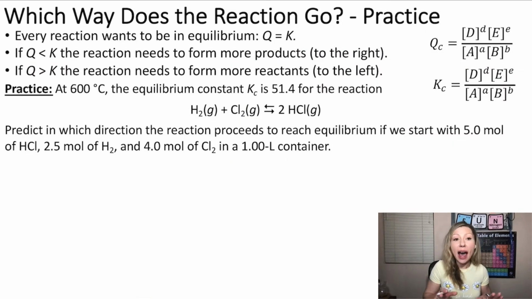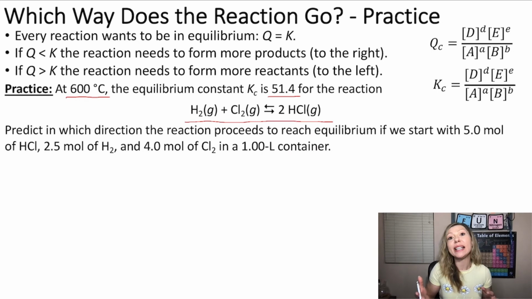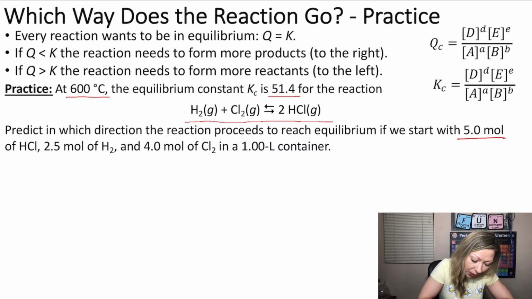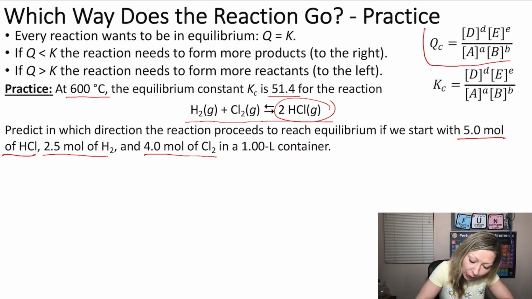Let's do a practice question. So here we have, at 600 degrees Celsius, an equilibrium constant of 51.4 for the following reaction. Now we have to predict the direction of the reaction if we start with 5 moles of HCl, which is our product, 2.5 moles of H2 gas, and 4 moles of Cl2 gas in a 1-liter container. Well, it's pretty convenient to have a 1-liter container because 5 moles is going to translate into 5 moles per liter right away. So let's calculate the Qc first.